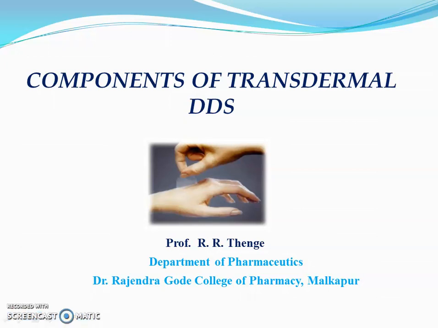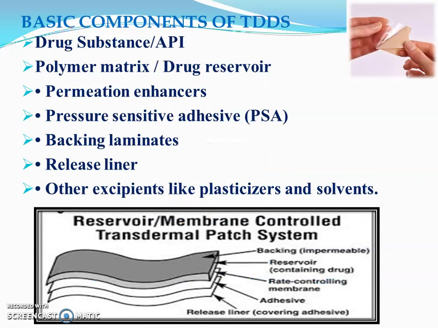Now I am going to talk on another topic, that is components of transdermal drug delivery system. So the basic components of transdermal drug delivery systems are drug substances, also called active pharmaceutical ingredients, polymer matrix or drug reservoir, permeation enhancer, pressure sensitive adhesives, backing laminates, release liners, other excipients such as plasticizers and the solvents. Here, this transdermal drug delivery system consists of a number of layers.